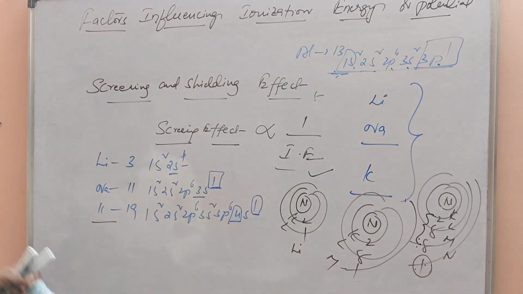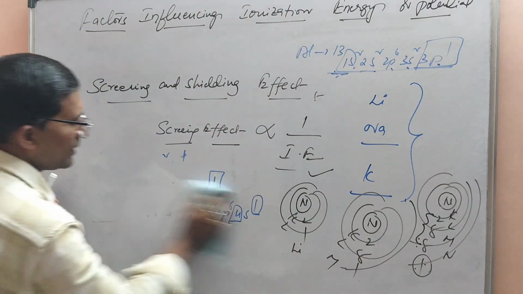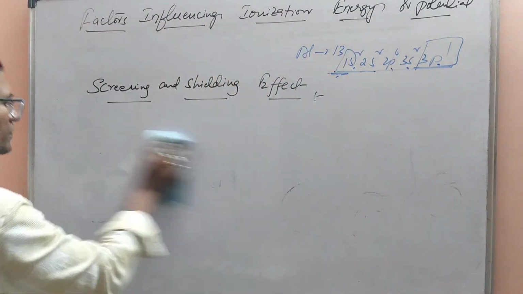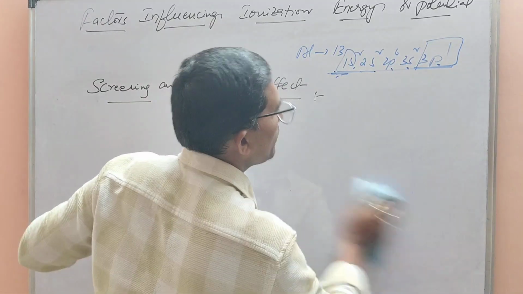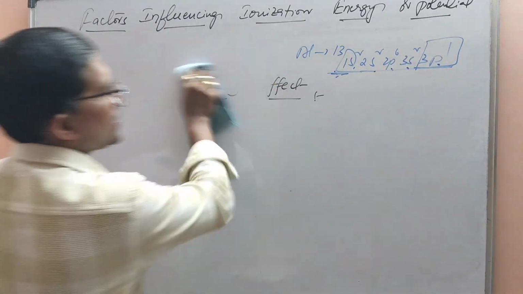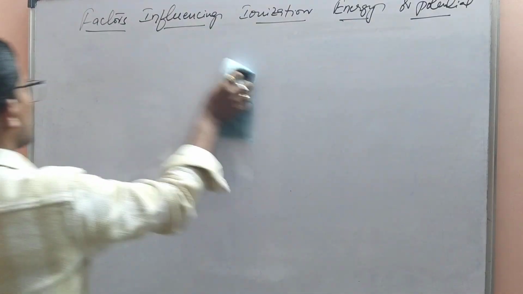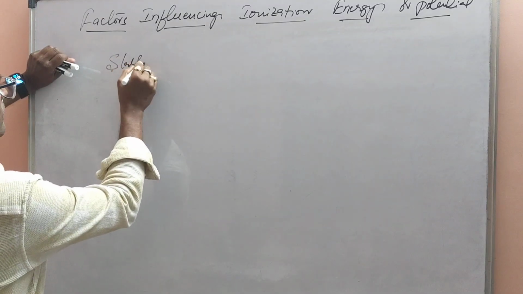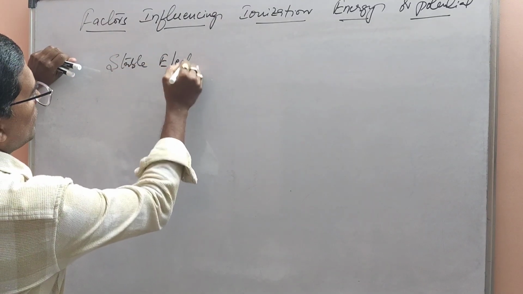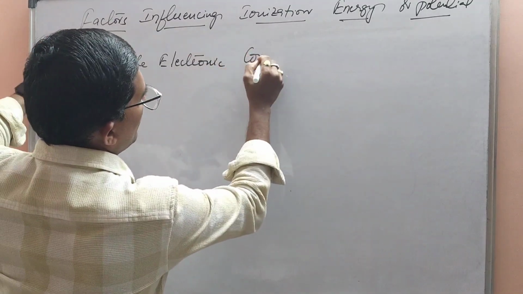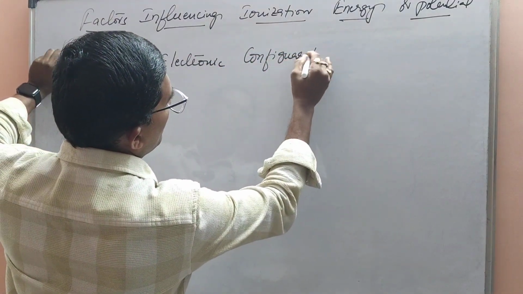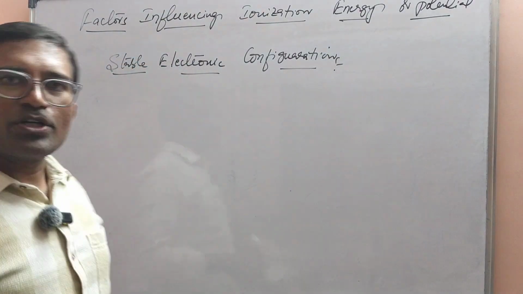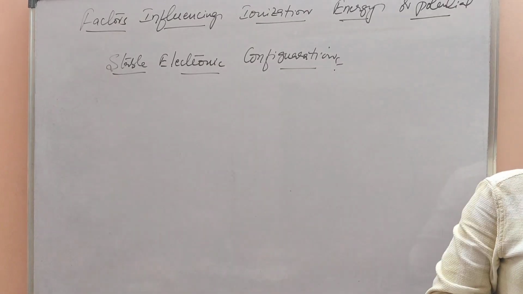Next one, we are going to discuss the next factor, which is stable electronic configuration. The more stable the electronic configuration, the more will be the ionization energy.